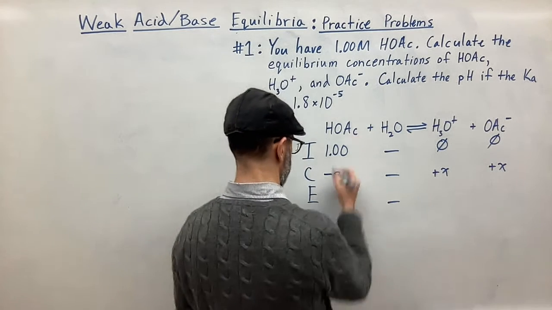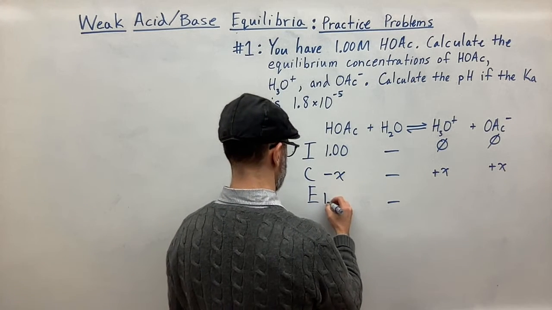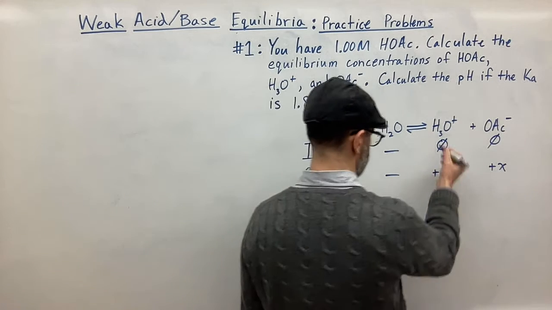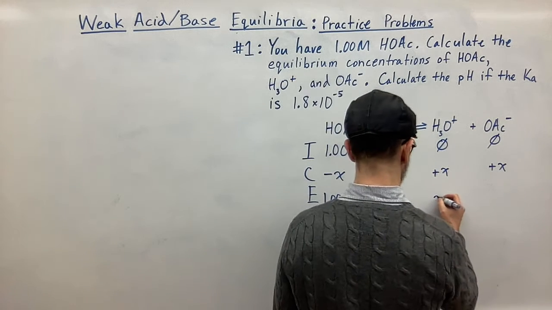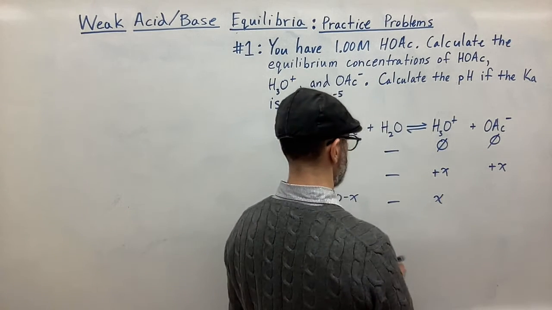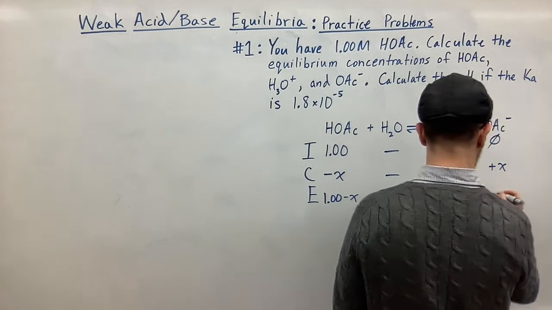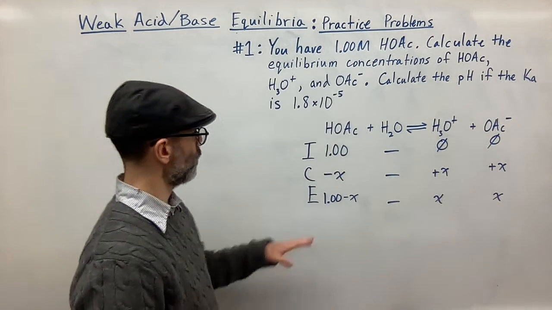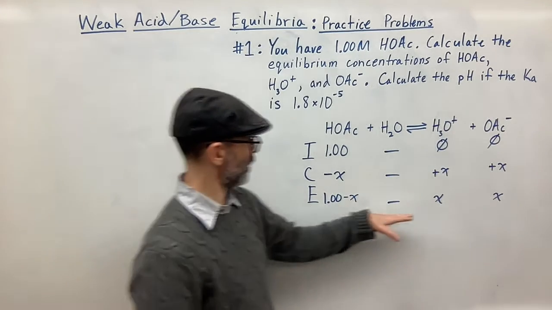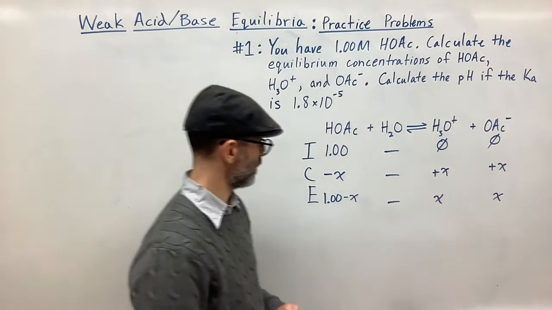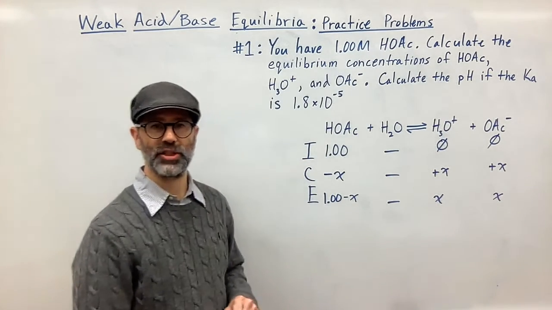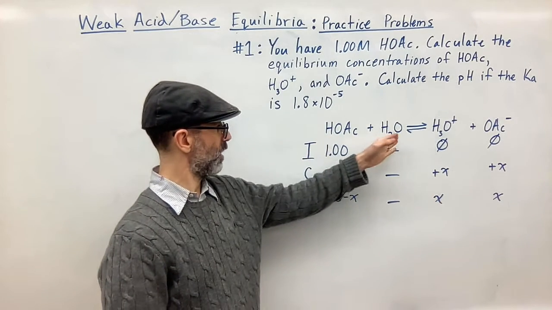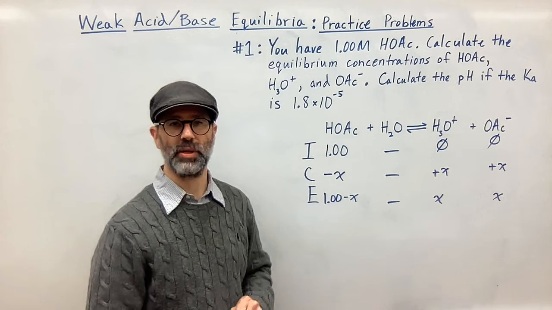So at equilibrium here, the concentration is going to be 1.00 minus x. Here it's going to be 0 plus x. It's just going to be x. And here it's also going to be x. So now that we have our equilibrium expressions in terms of x, we can plug that into our K expression. Since it's an acid with water, it's going to be our Ka.